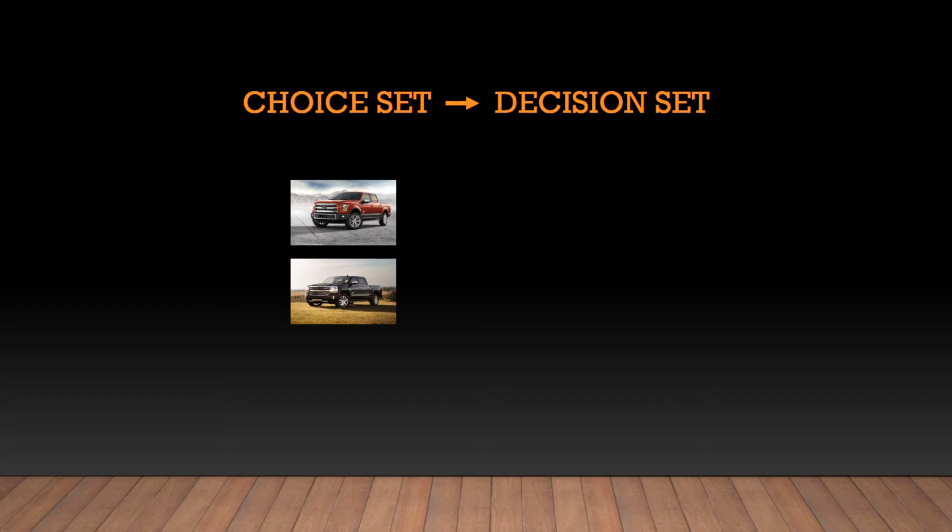So moving on to the last action, the choice set to the decision set. So here the consumer is going to apply the maximum level of effort. And he's going to actually go to the dealerships. He's going to talk with the sales team. He's going to test drive each vehicle. He's going to haggle with them over price and apply that level of effort and analysis. And for whatever reason, maybe he likes the price of the Chevy better. He's going to end up with his final decision, which is the Chevy Silverado.